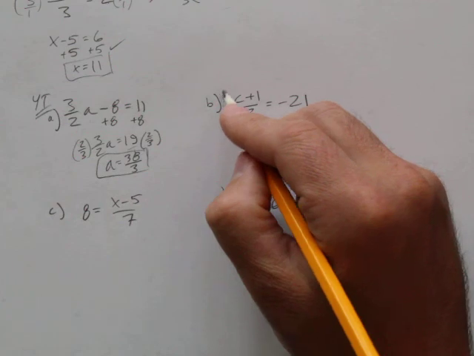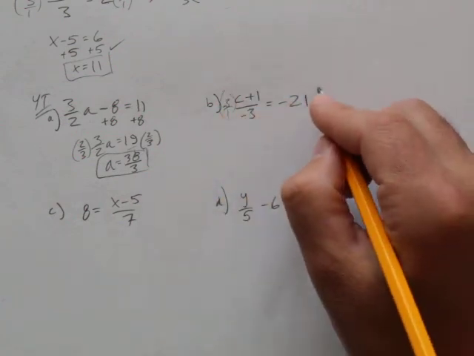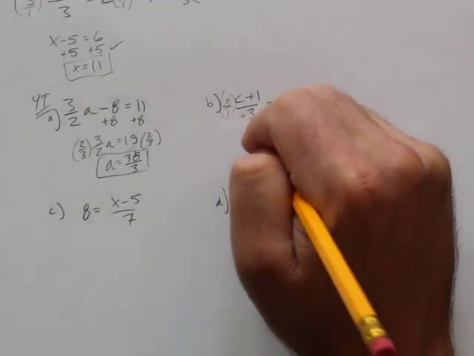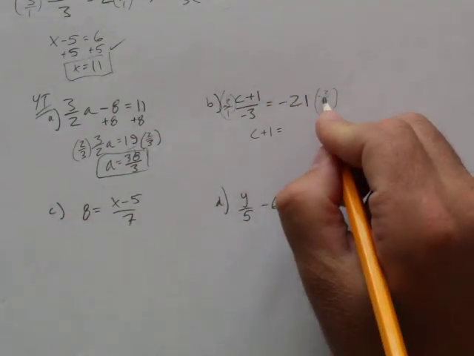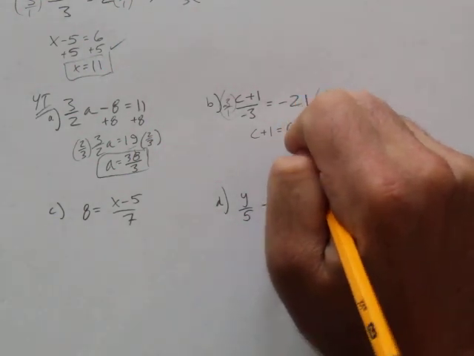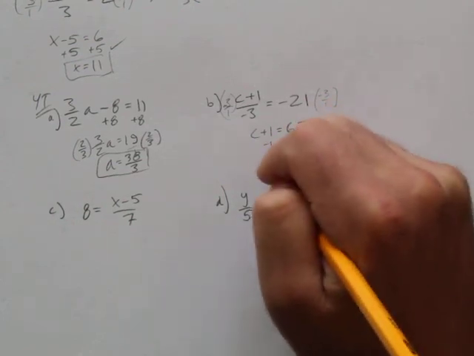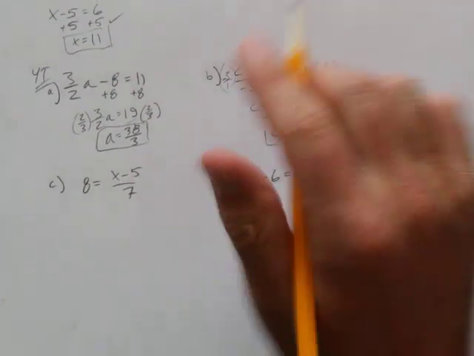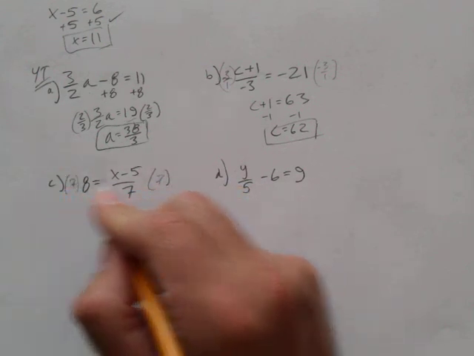All right, B. So I'm going to multiply this one by negative 3 over 1. Multiply this side by negative 3 over 1. What I do to one side, I do to the other. So I end up with C plus 1 equals negative 3 times 21, which is positive 63. Subtract 1 from both sides. C equals 62. I'll go back and check that. We're right.